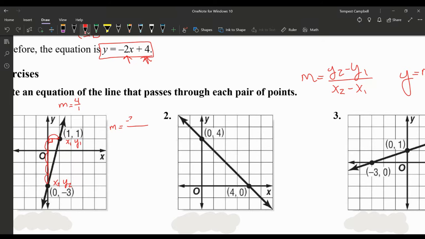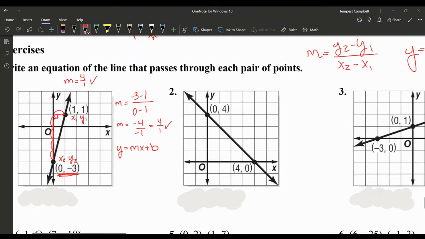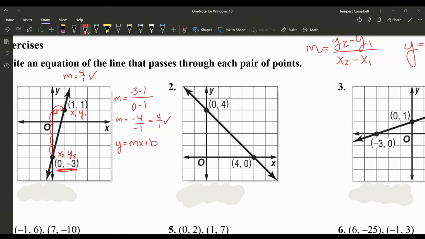So y2, negative 3, minus y1, which is positive 1, over x2, 0, minus x1. All right, so now we're going to get m equals negative 4 over negative 1, which is positive 4 over 1. Hey, that checks out. Awesome. So now let's plug in y equals mx plus b because we need to figure out our y-intercept. Technically, we're already given our y-intercept, so we don't have to find it algebraically. But let's double check just to make sure, in case we were the ones that picked this point and this point. So let's check it.